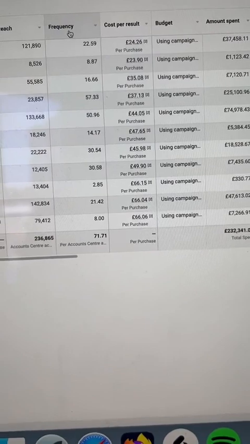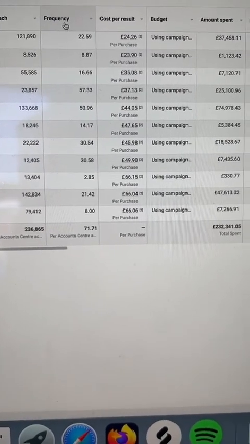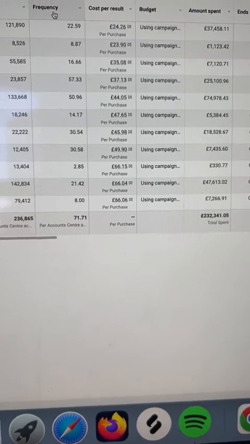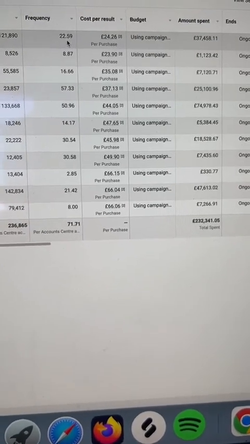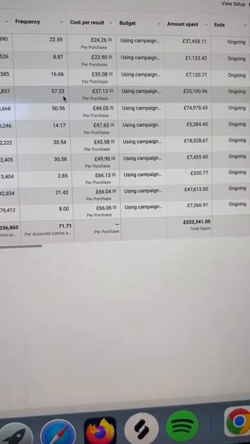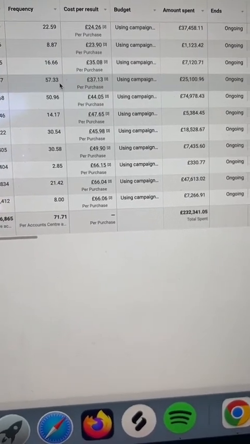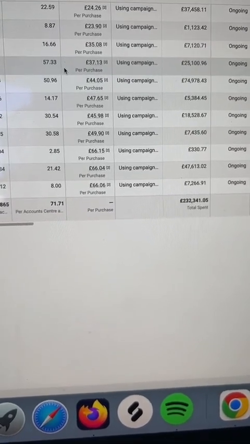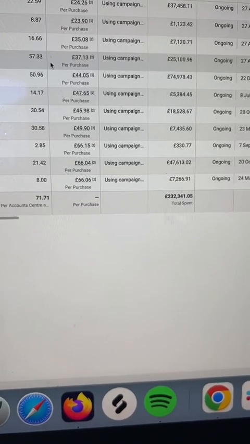Another thing I want to show you, which some people will disagree with, very controversial, is that the frequency is pretty high. So the frequency means the number of times each person in the audience saw that ad. Over its lifetime, we're talking about 22 times for one of our top ad sets. We're even talking as high as 50 or 57 in another ad set that we spent 25k on. Now, some people will argue this is too much. We don't tend to push it this much, but there's various reasons on why we had to.